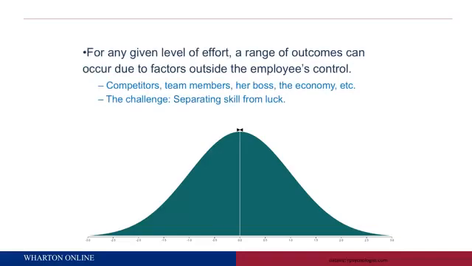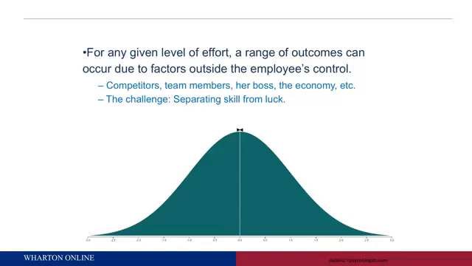So no matter how hard they work or how smart they work, they have competitors, they have team members, they have bosses, they have an economy that they're interacting with. All of these things are outside the employee's control. And so there's noise, there's slippage between what the employee tries to do, how hard they work, how smart they work, and the performance measure that results as a consequence of that. So this is our challenge, separating skill from luck.